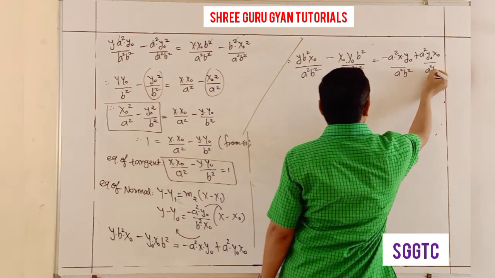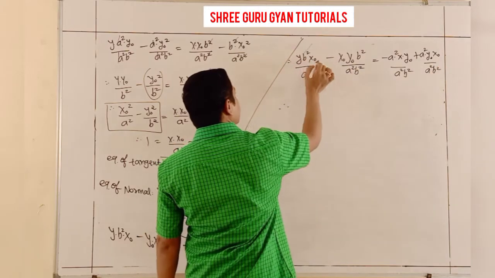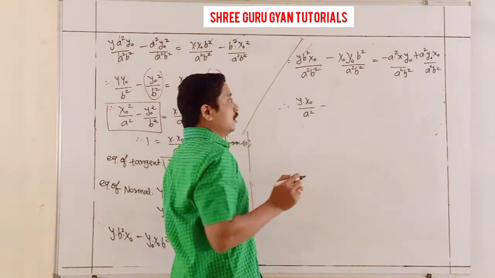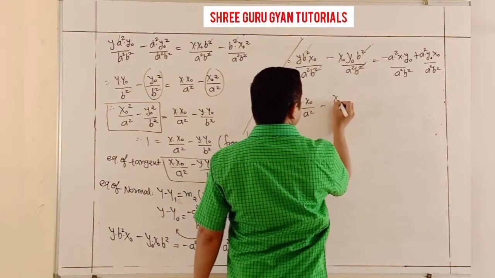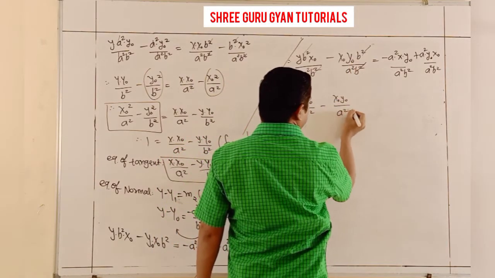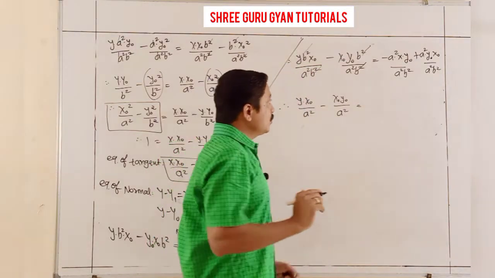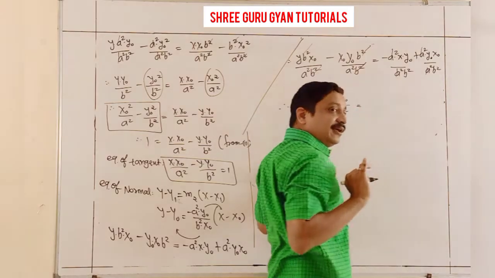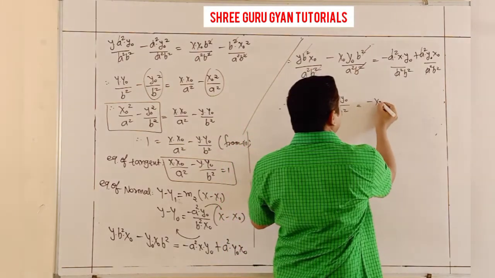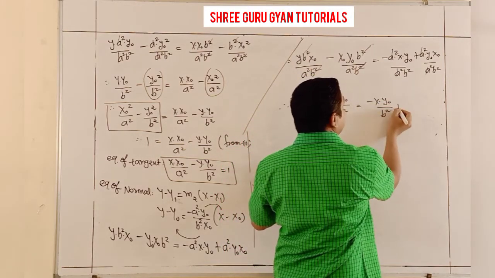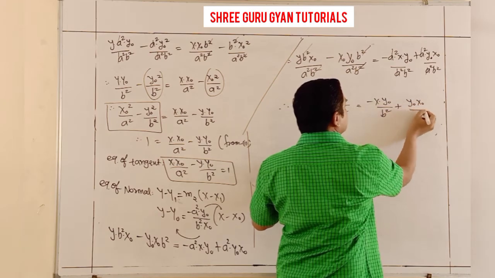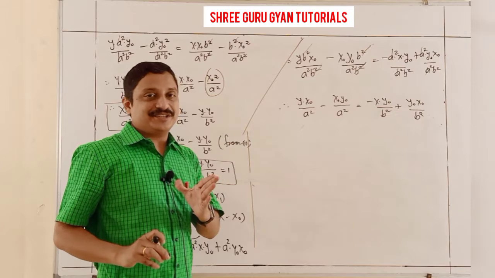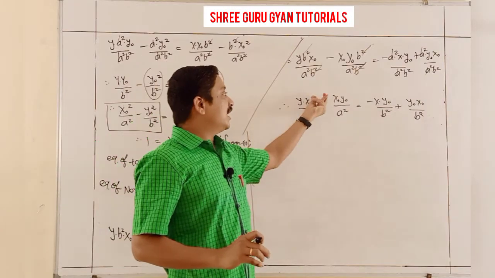So what is the result? This b square 1, y x0 by x square. Here, b square 1, x0 y0 by x square. Same. Here also, students, you can cancel a square here, and here also a square cancels. Only you have x y0 by b square plus y0 x0 by b square. Now you can arrange the like terms and take out the common factor.